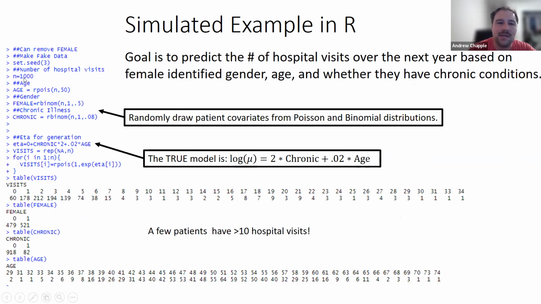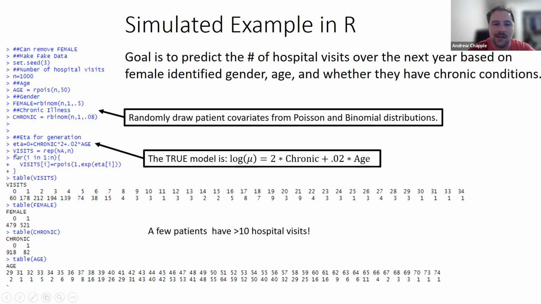So all I'm doing here at the top is generating fake data. Here I have 1,000 patients that I'm generating. I'm generating Poisson distributed age data, I'm generating female yes/no indicators, and I'm generating a chronic illness indicator. So this is all my data. Age is a vector, female is a vector of 1s and 0s, and chronic is a vector of 1s and 0s.